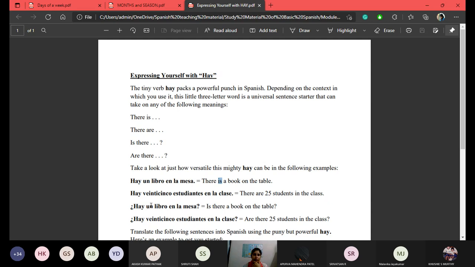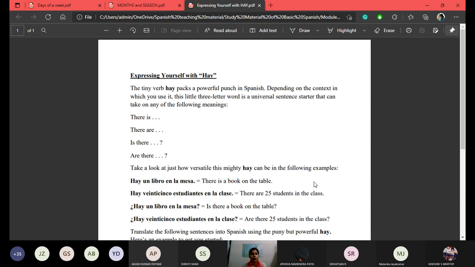Why I'm not putting here "is" is because the meaning itself, the word "hay" itself, has the verb also, okay? Because the meaning of hay is not only "there," but it is "there is." The two words' meaning is one word, okay? Hay. So that's why when there is a sentence like "there is a book," we write here "hay un libro." Because this word hay itself has both the meanings, both the words included here, that is "there" and then "is" also. Hay un libro en la mesa.